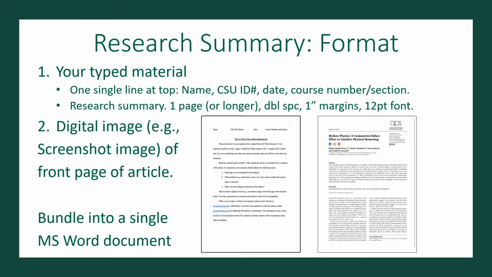The second main section will be 1 page containing a digital image, such as a screenshot, of the front page of the article that you selected. If you're submitting more than 1 research summary, then you'll have more than 1 Microsoft Word document. For example, you'll have 1 document containing the summary and screenshot of Article A, and another document containing the summary and screenshot of Article B, and so on.